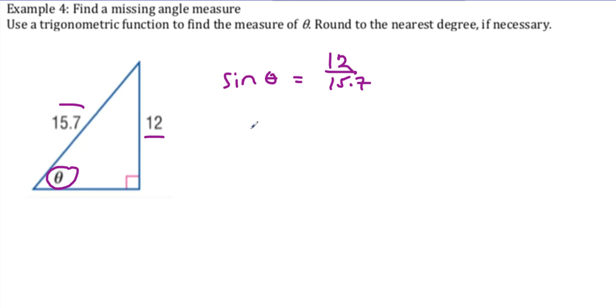If you ever had the opportunity to look at trig tables, now we're looking at the ratios and figuring out which degree goes with it. We input it in the calculator in this manner right here. There's no real algebra involved. We're just working backwards.